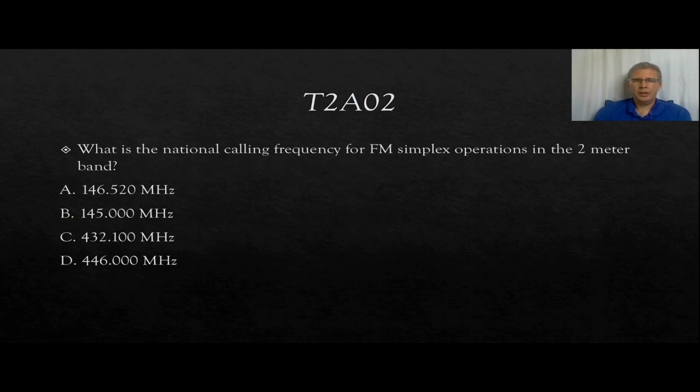Question 2. What is the national calling frequency for FM simplex operations in the 2-meter band? A, 146.52 megahertz, B, 145.0 megahertz, C, 432.1 megahertz, or D, 446.0 megahertz? And the correct answer is A, 146.52 megahertz.